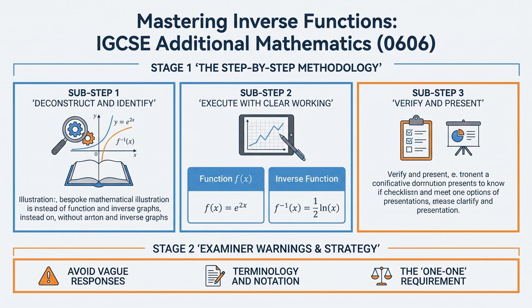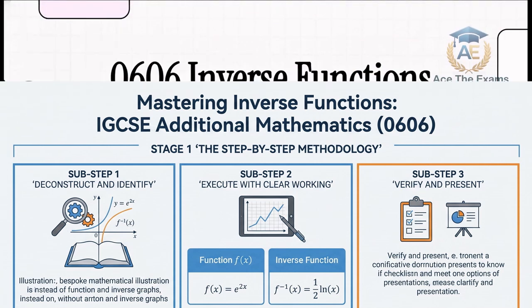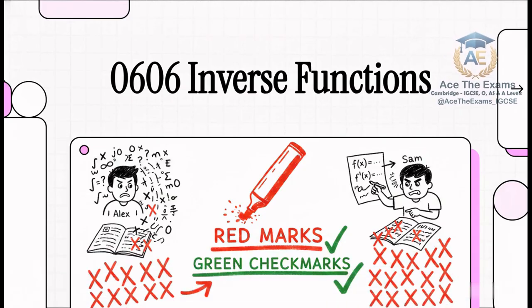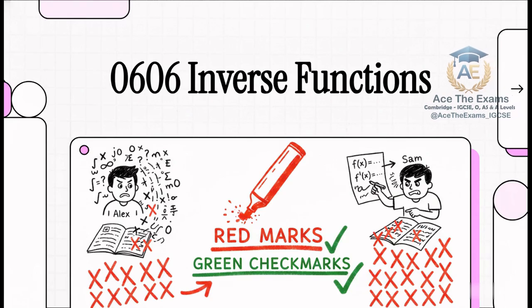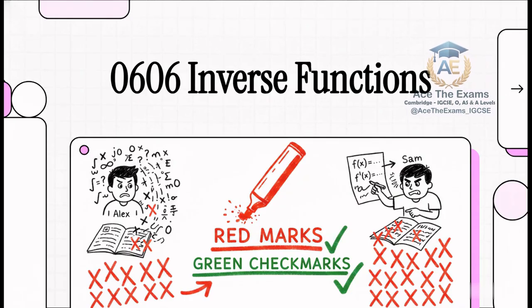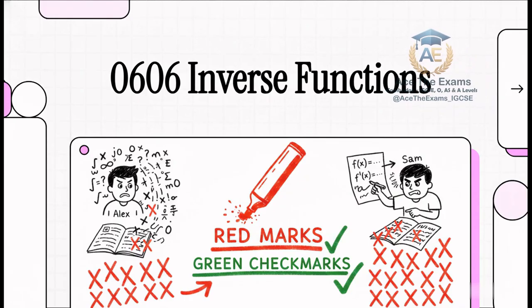Welcome to This Explainer, where we are going to completely unpack the precise, non-negotiable requirements for finding the inverse of a 1-1 function in Cambridge Additional Mathematics. We are focusing squarely on syllabus 0606 today, and we're going to break down exactly what the examiners are desperately looking for when they sit down to grade your papers.